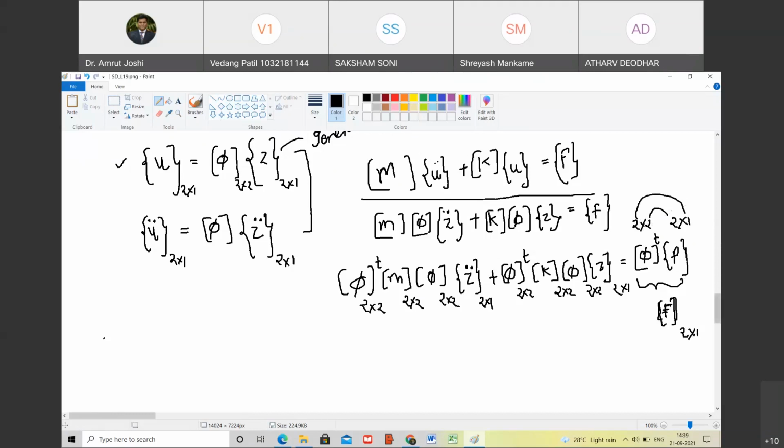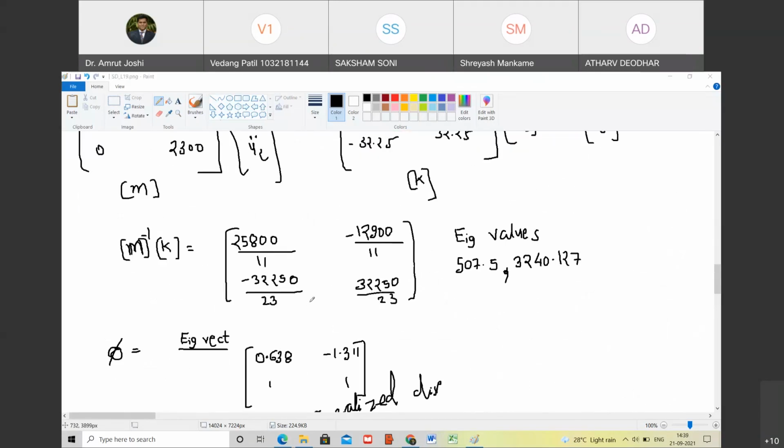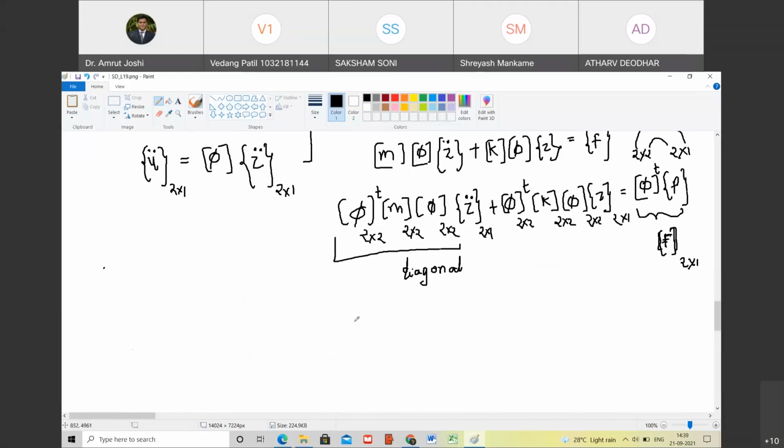Okay. So now my claim is this phi transpose M phi is diagonal. So let us cross verify that claim first. Do we have the phi transpose matrix? So let me write down what the phi transpose matrix is. If this is the phi matrix, what is phi transpose? Rows become columns and columns become rows. Do you agree with me? Yes, sir. And then this is equal to minus 1.311. So this is phi transpose. Happy? Yes. So let us first calculate phi transpose M.